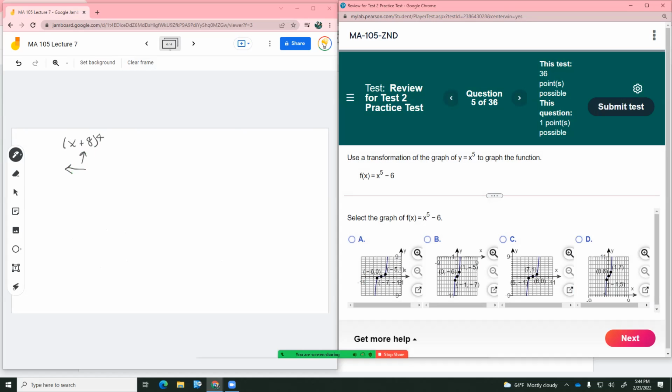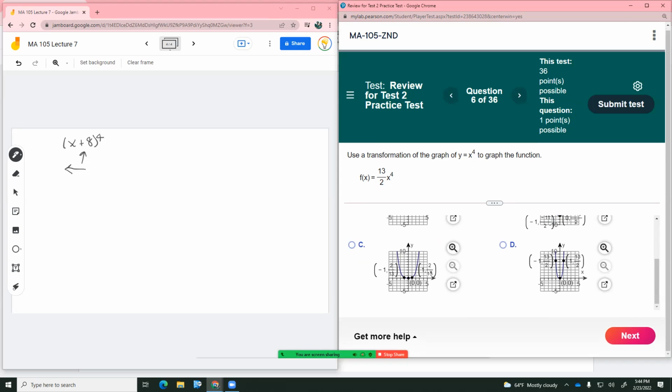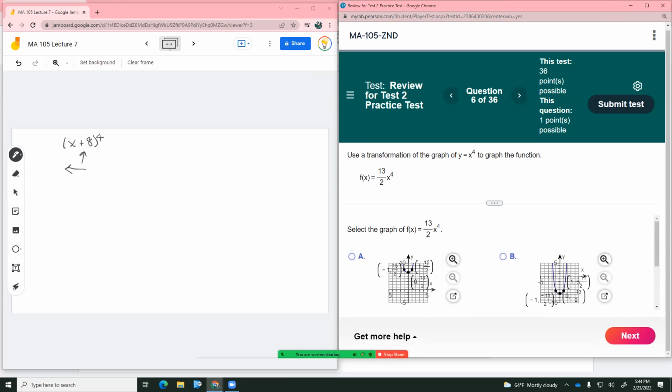Same thing, we literally just did this problem earlier, so I'm going to skip it. Use the transformation of the graph to determine which one this should be, to graph this function. All right, guys, there's a couple things you could do here. If you wanted to, you could actually back solve and just plug these numbers in and see if it works. But the first thing that I'm going to do is use process of elimination.